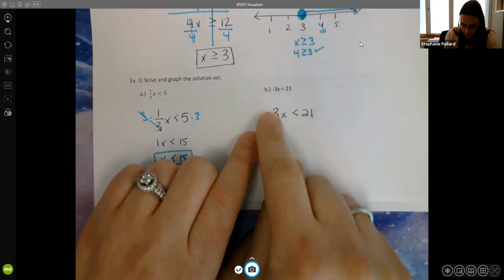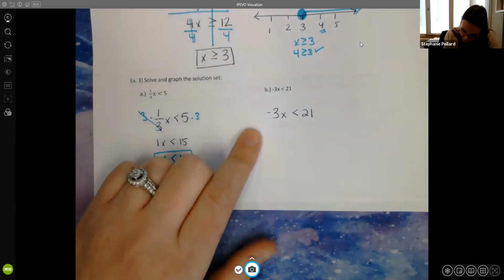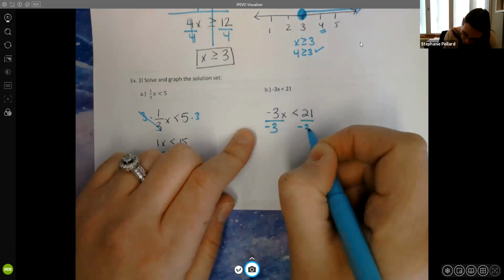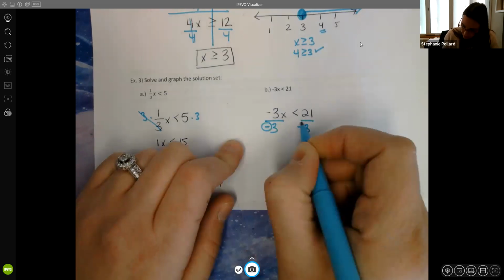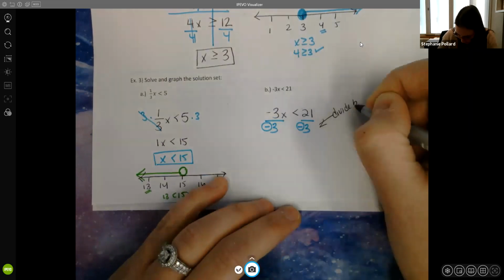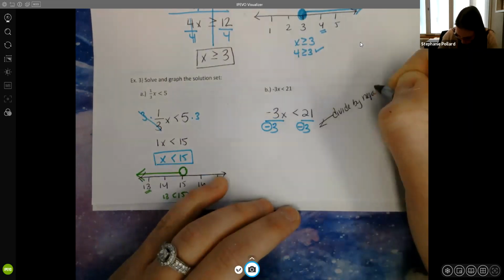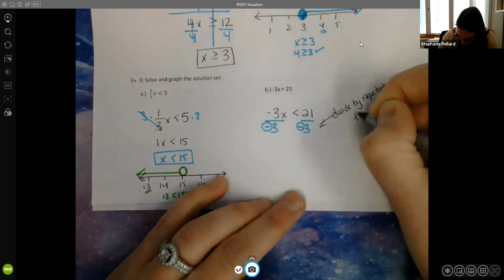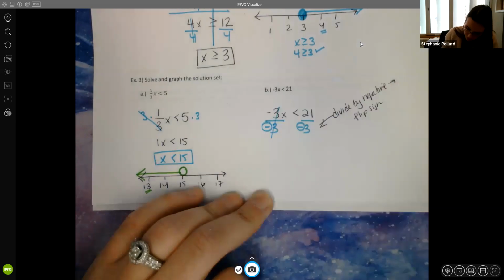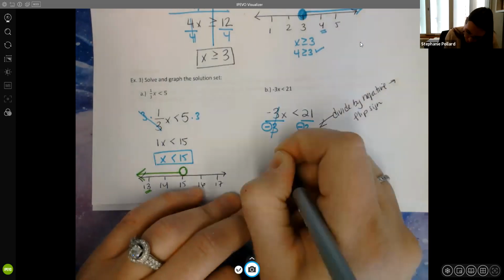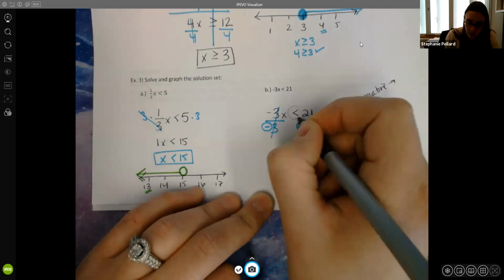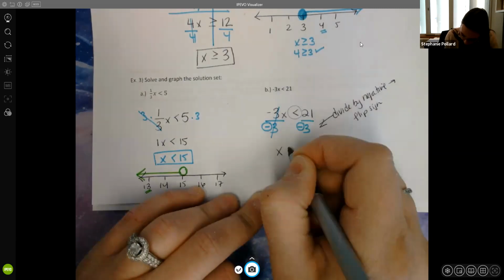Now here, I'm ready to solve. Notice that I have to divide by a -3 here, and because I'm dividing by that negative, I need to flip my sign. So the solving still works out the same way. I still get x. 21 divided by -3 is -7. But this sign here has to get flipped, so it's going to become a greater than.